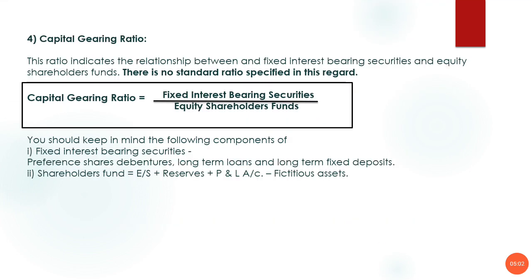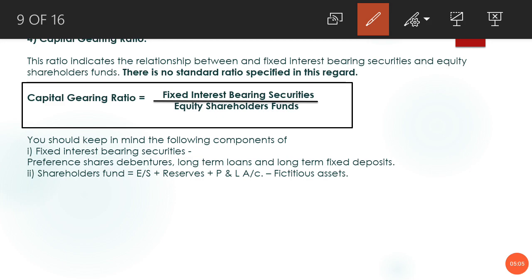4. Capital gearing ratio. This ratio indicates the relationship between fixed interest bearing securities and equity shareholder funds. There is no standard ratio specified in this regard. If the company has a larger fund bearing fixed interest or dividend than the equity shareholder fund, the company is said to be highly geared, and vice versa, that is low geared if the position is reversed. If both the components are equal, the company is said to be evenly geared.